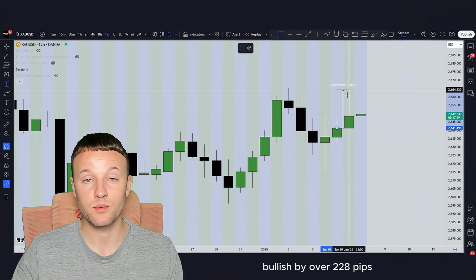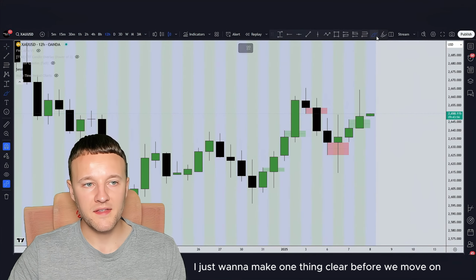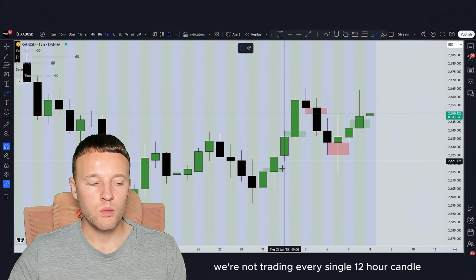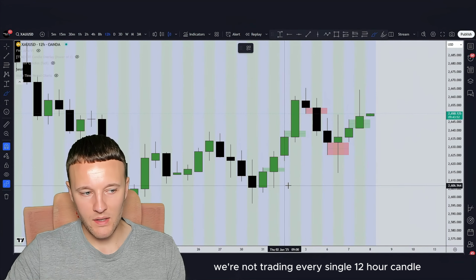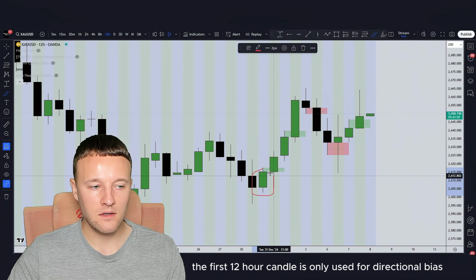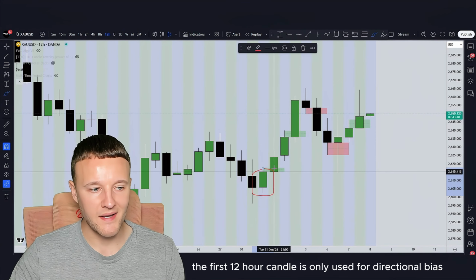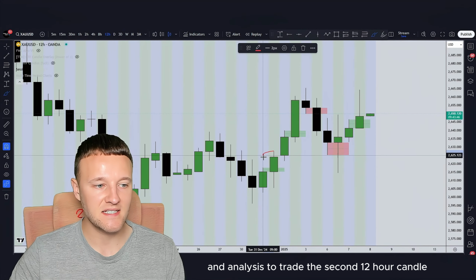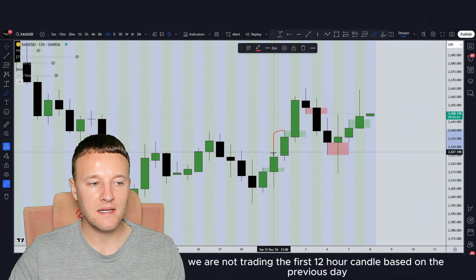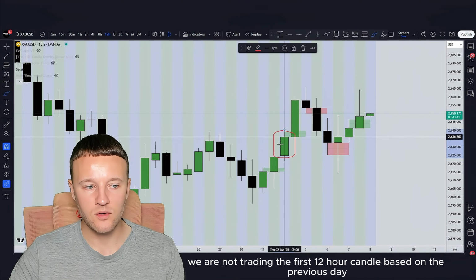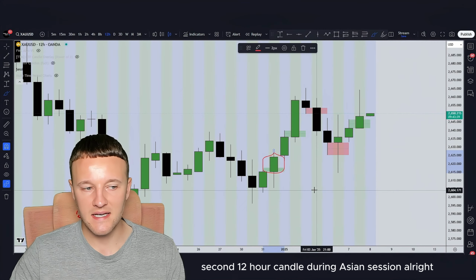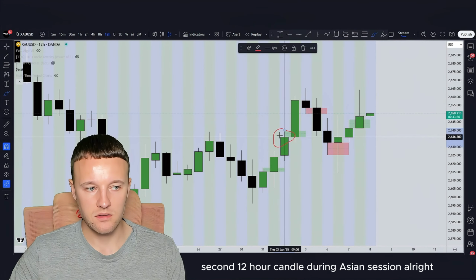I just want to make one thing clear before we move on. We're not trading every single 12-hour candle. The first 12-hour candle is only used for directional bias and analysis to trade the second 12-hour candle. We are not trading the first 12-hour candle based on the previous day's second 12-hour candle during Asian session. All right, we are not doing that.